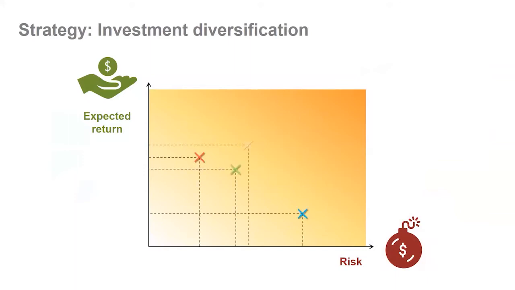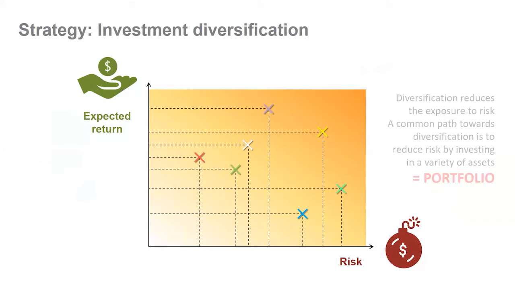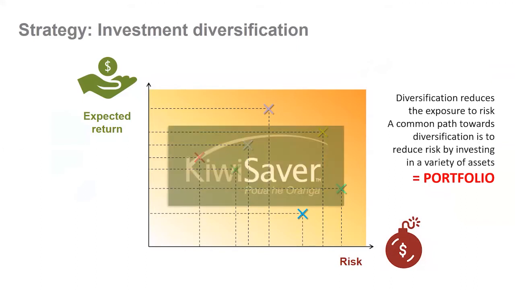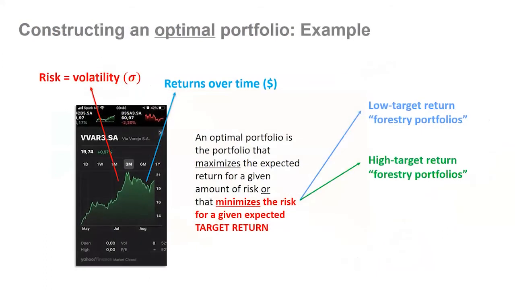So any type of investment is arguably associated with an expected level of returns and an expected risk. Diversification reduces the exposure to risk, and a common path towards diversification is to reduce risk by investing in a variety of assets, okay? And that is called a portfolio. Just as an example, that's exactly how the KiwiSaver works. All right, so how do we construct an optimal portfolio?